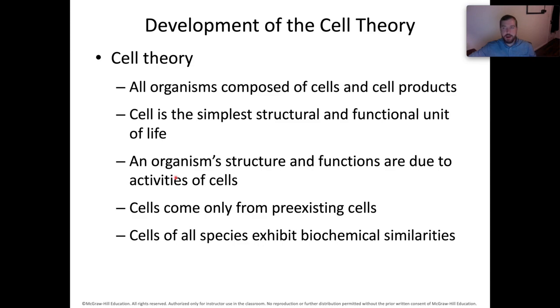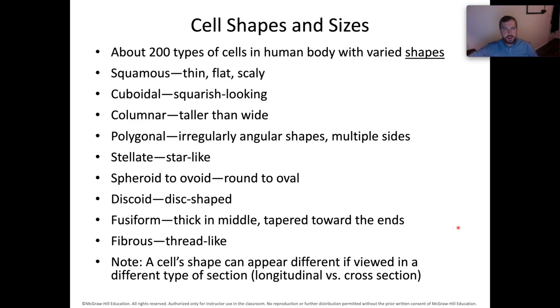For example, if I move a muscle in my arm, yes, that muscle is moving and the tendons are working, but at the end of the day, it's those individual muscle fibers that are contracting, causing that. Obviously, life comes from life, so cells only come from pre-existing cells through a process of mitosis or meiosis. And then they all exhibit biochemical similarities, which means that they use certain conserved mechanisms to carry out the same jobs.